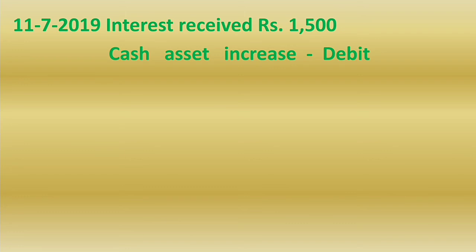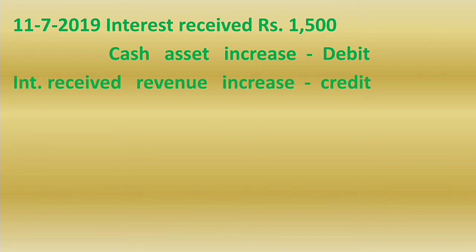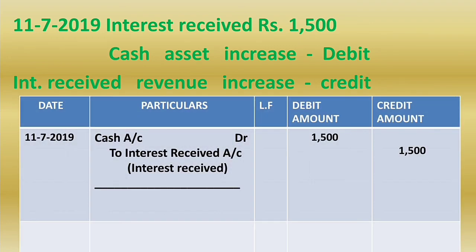Then the next account is interest received. It is a revenue. Interest received means increase of revenue. Revenue increase, then credit revenue account. So credit interest received account. Then debit cash account and credit interest received account. So the journal entry is cash account debtor to interest received account. Narration interest received.